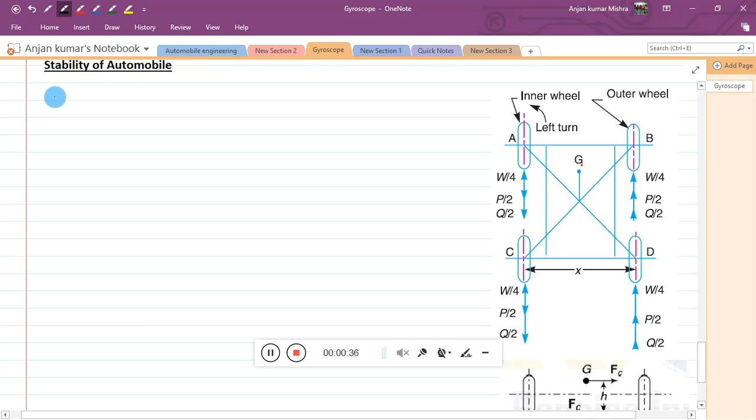First of all, we will list out all the parameters that we are going to use in the derivation, then we will start. Consider this four-wheeler with wheels A, B, C, D. The wheels A and C are inner wheels and B and D are the outer wheels. And the center of gravity is present here.